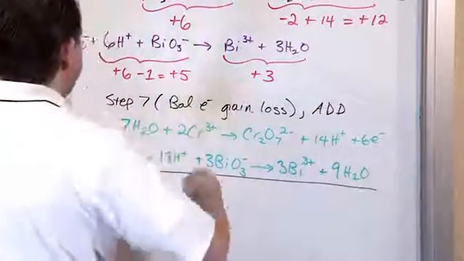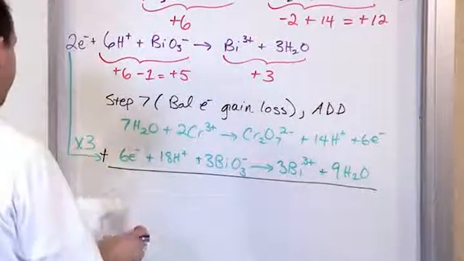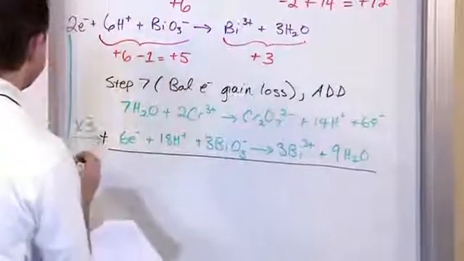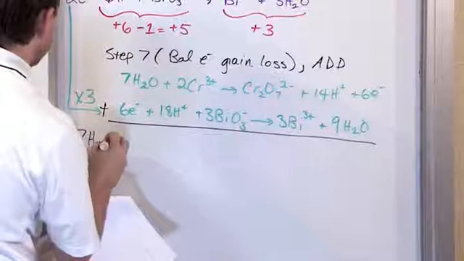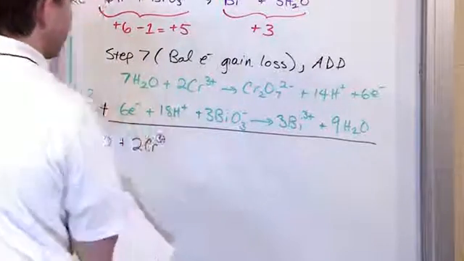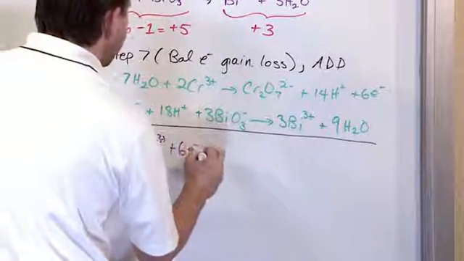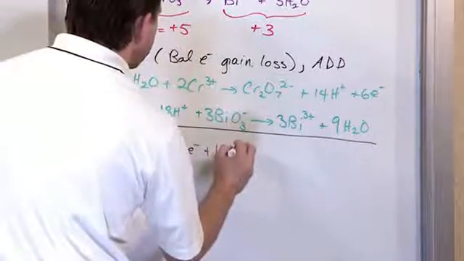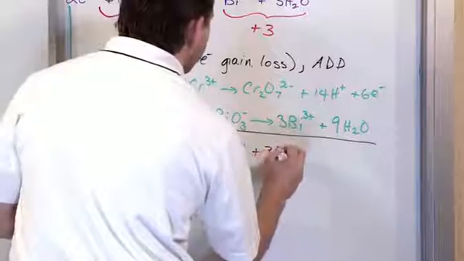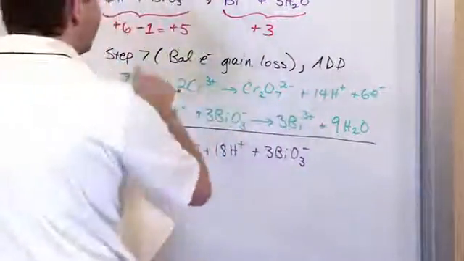So what I'm going to have is, when I add the left-hand side, I'm going to have everything on the left-hand side of the arrows here. So it's going to be 7H2O plus 2 chromium 3 ions. That's it for this guy. Then I have the 6 electrons here. Then I have the 18 hydrogen ions here. Then I have the 3 BiO3 negative ions here. So that's everything on the left-hand side of both arrows.